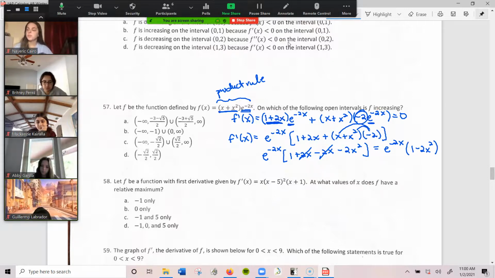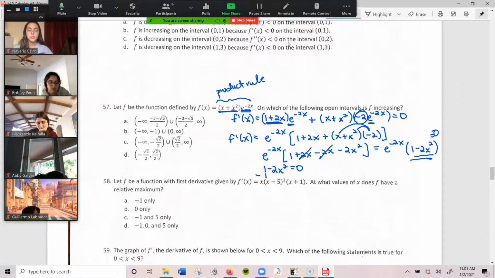Now, e raised to anything never equals 0. I mean, unless you have a number that is added or subtracted or things like that, but we don't. So since it never equals 0, we can basically just ignore it when we're trying to find our critical numbers. So the only thing that we need to find our critical numbers is this factor here. So we take 1 minus 2x squared and make it equal to 0 and solve for x.